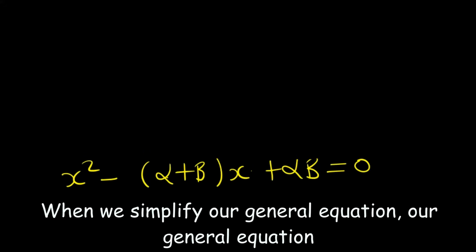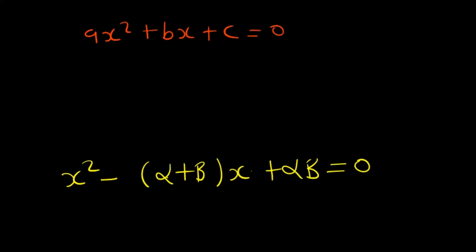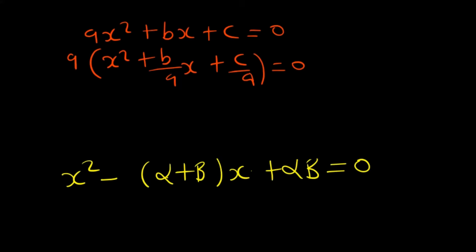When we simplify our general equation, ax squared plus bx plus c is equal to 0, you remove your a, and then you are going to have x squared plus b over a x plus c over a is equal to 0, like that.